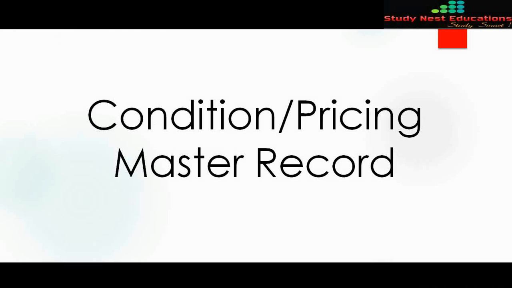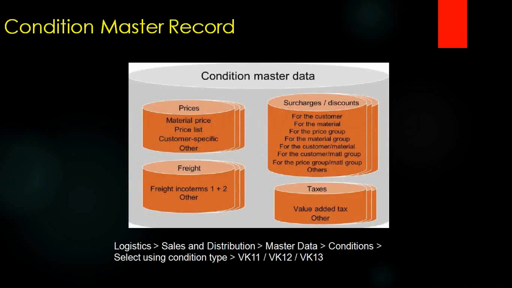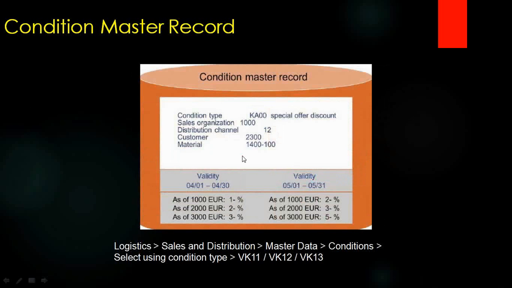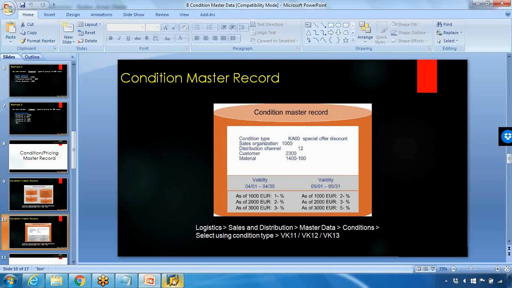Condition and pricing master record. As we just discussed, we can maintain prices, which can be material specific or customer specific. We can maintain discounts or surcharges for the customer, for the material, for the price group, material group. There are so many ways. We can maintain freight, we can maintain taxes or something else as well. So let me show you.